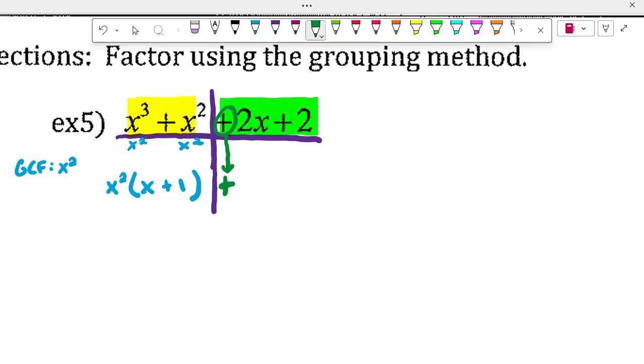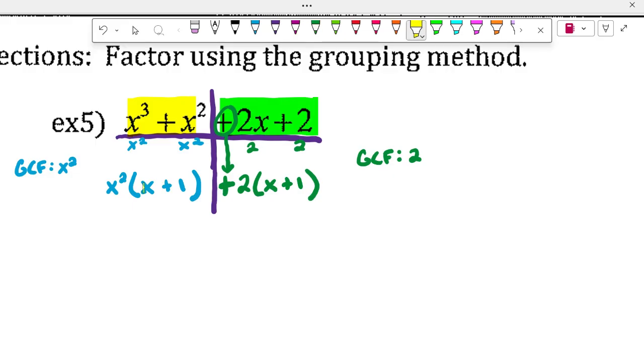So, what's my GCF of this group? 2. So I'm going to divide both by 2. I'm going to write 2 here. Make sure you write your GCFs on the outside. What's 2x divided by 2? X. 2 divided by 2? 1.